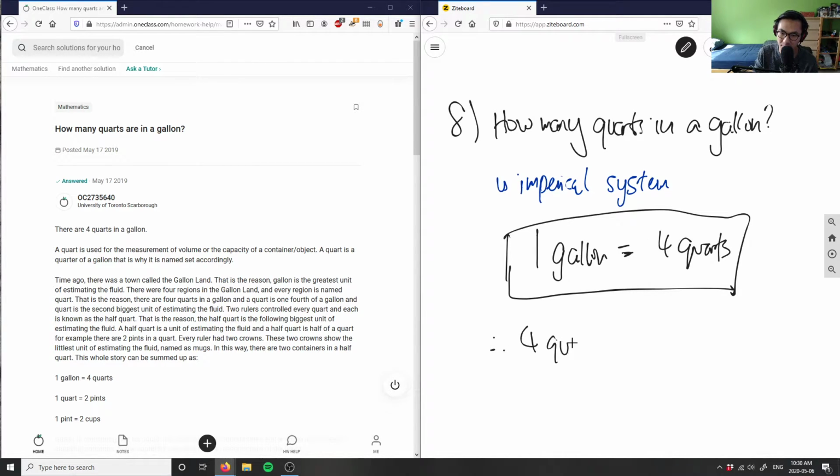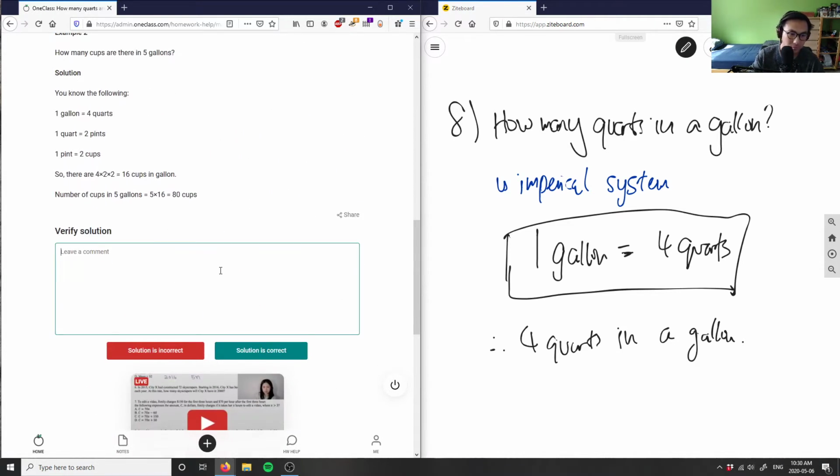Therefore, 4 quarts in a gallon here. So the solution here is correct. There are 4 quarts in a gallon. Good analysis.